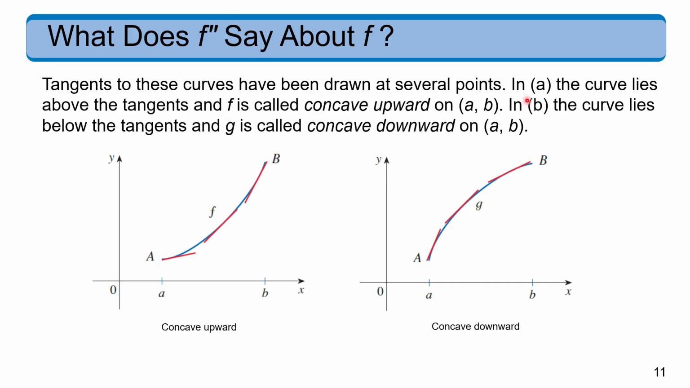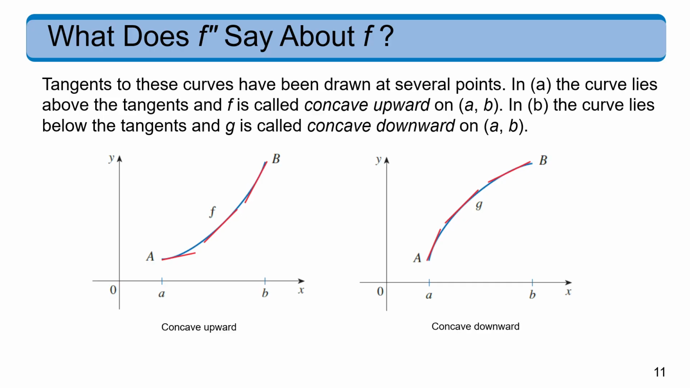Okay, so if the curve lies above the tangent lines, like here on the left, we refer to that graph as being concave up. And then the other scenario on the right, if the curve lies below the tangent lines, that's the definition of the curve being concave down.